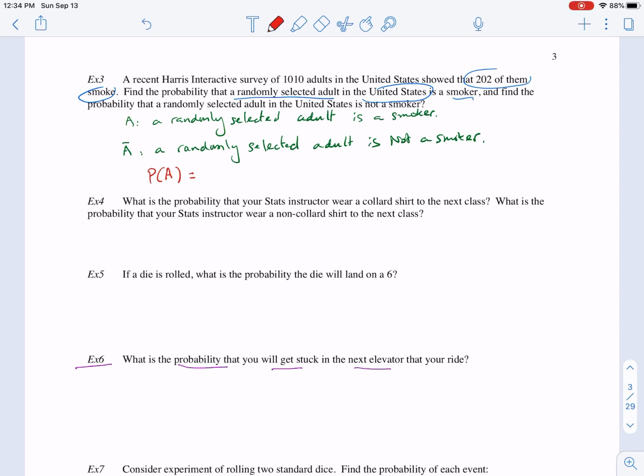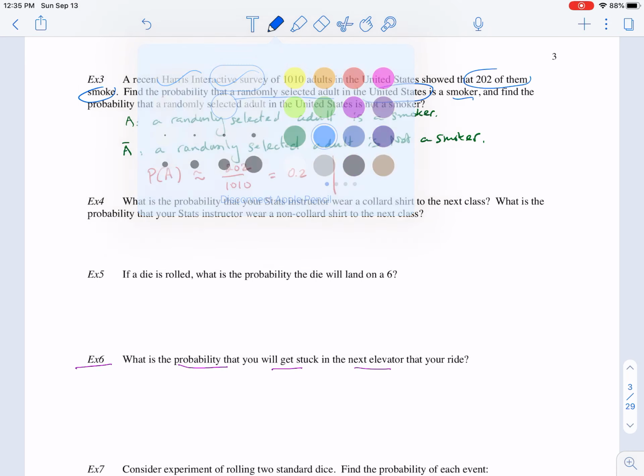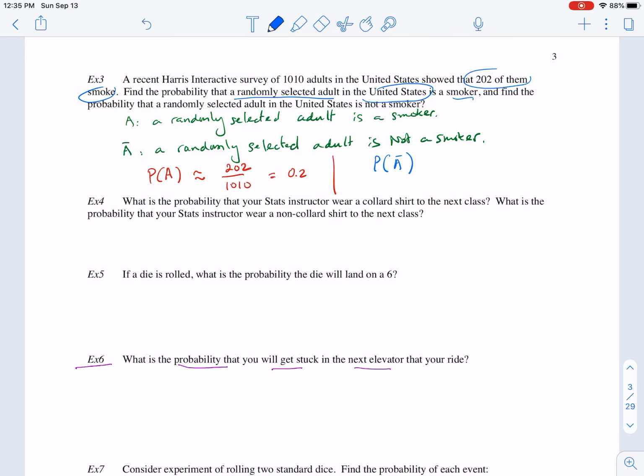We're not going to have the exact probability. We're going to say the estimated probability is, out of 1,010, around 202 of them smoke. So that's about 20%, I believe. Let's see, 202 divided by 1,010. So that's 0.2, right? And then the probability that a randomly selected adult is not a smoker is 1,010 minus 202, which is 808 over 1,010. So that's roughly 80%.